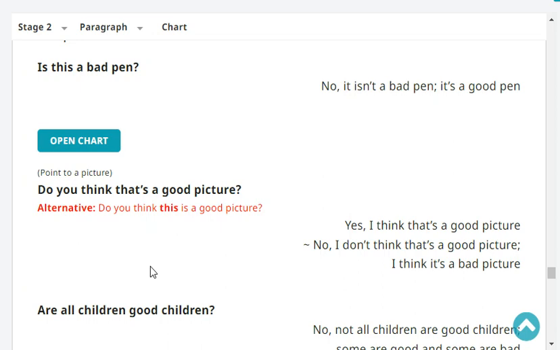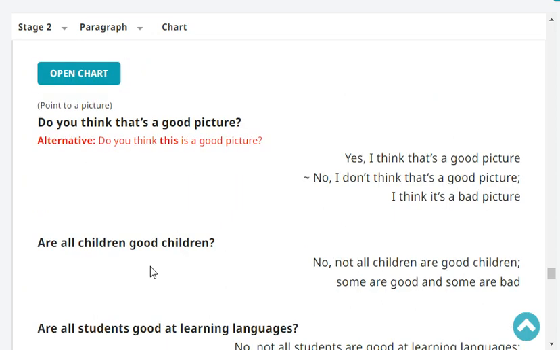No, I don't think that's a good picture. I think it's a bad picture. Very good. Are all children good children? No.